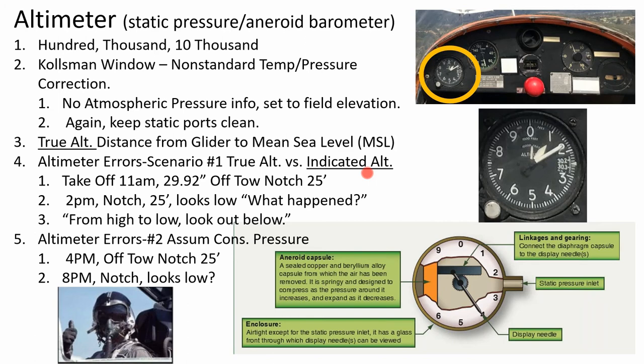Gotcha. Okay. Well, there's a lot of local. So anyway, you get off at the notch, 2,500 feet. You go out for a couple hours. You know, the notch looks nice and low. There's the notch. You come back at 2 p.m. And now you're at 2,500 feet indicated, and you're looking a little low. You're by the notch. You're the same spot. What happened?